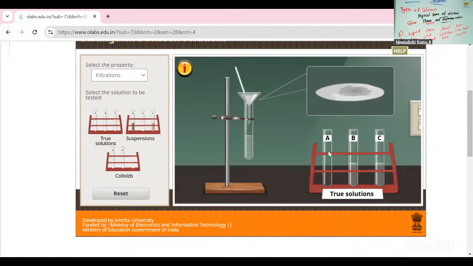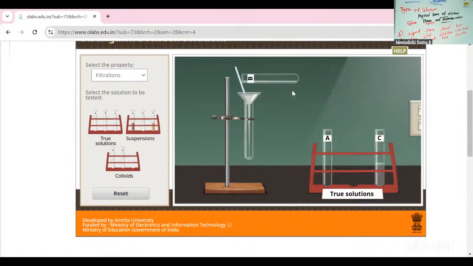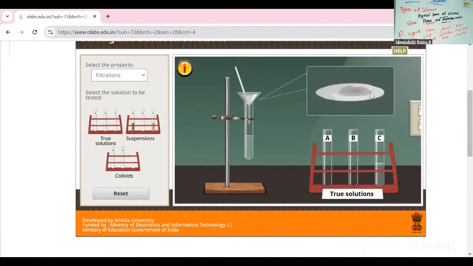Okay. Next, I am going to take the second one, the salt solution. This solution is also filtered. Look at this paper. There are no solid particles in the filter paper. So the second test tube solution is also confirmed as a true solution.